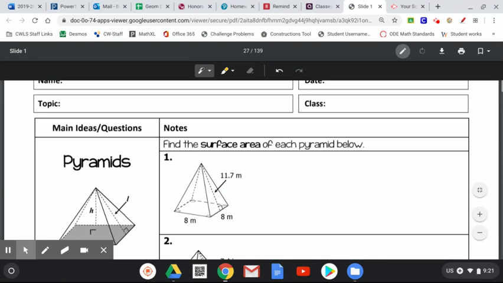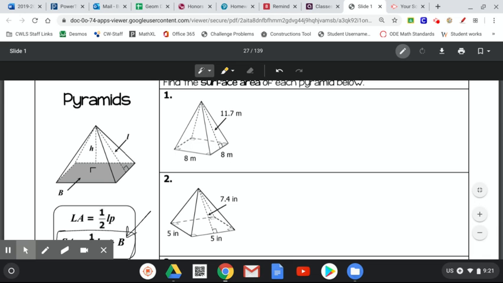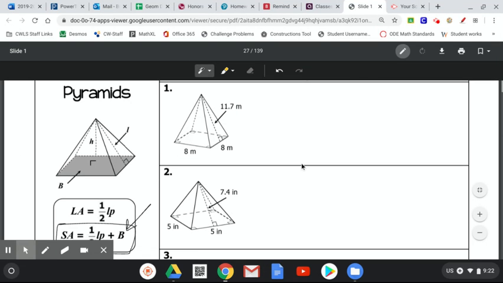All right, so our next figure that we're going to find the surface area of is pyramids. So I think like pyramids in Egypt. Basically, a pyramid has triangular sides and it has some polygon as its base. So the first one, number one in our example over here, if you follow my cursor, has a square base. So that's kind of what you see in Egypt, those pyramids.